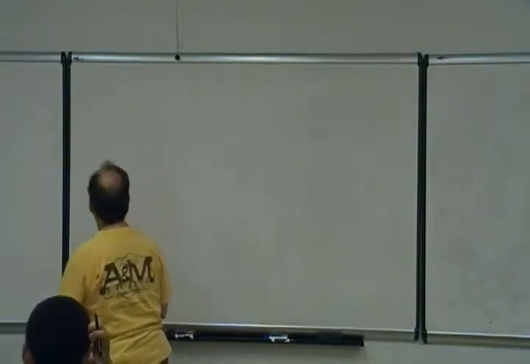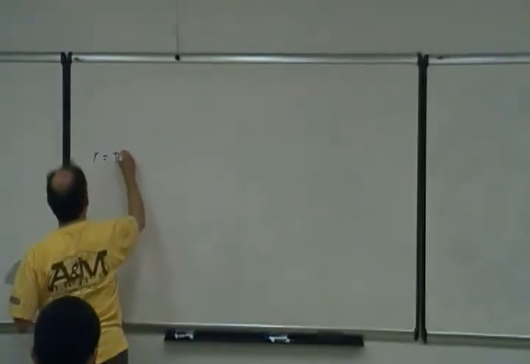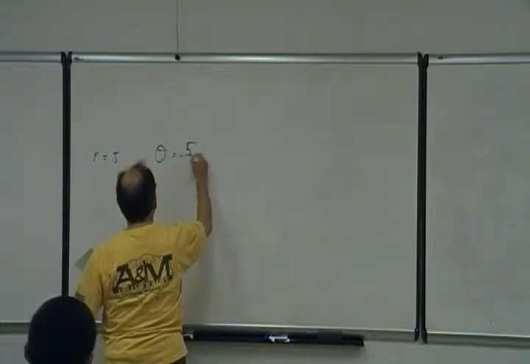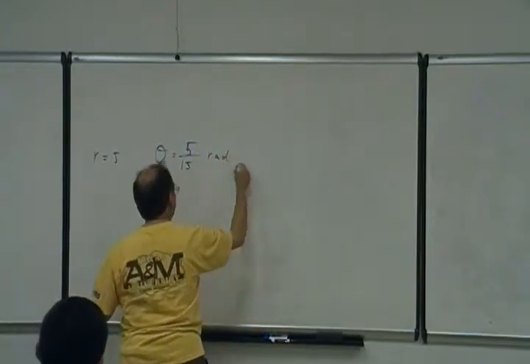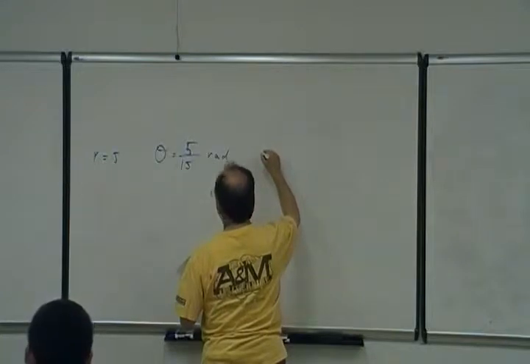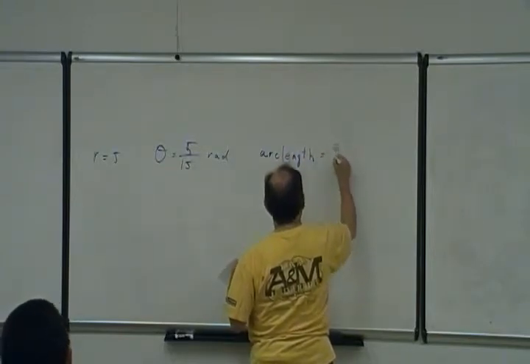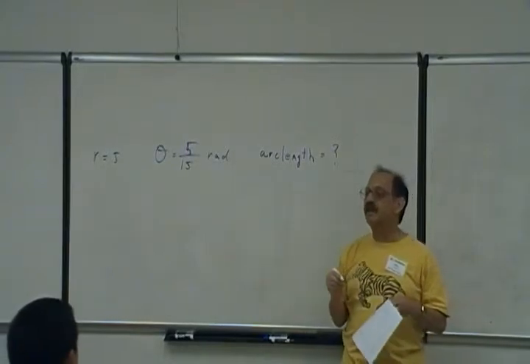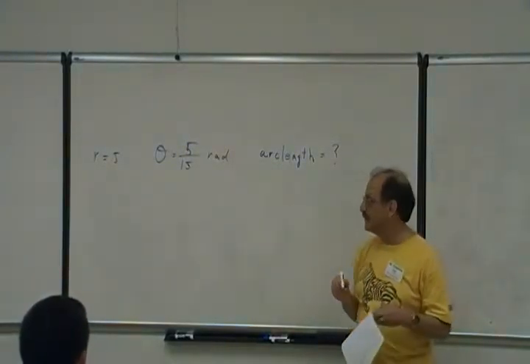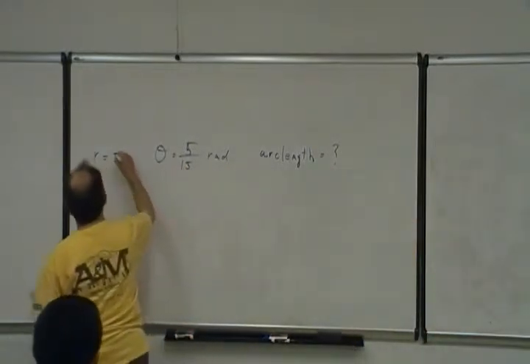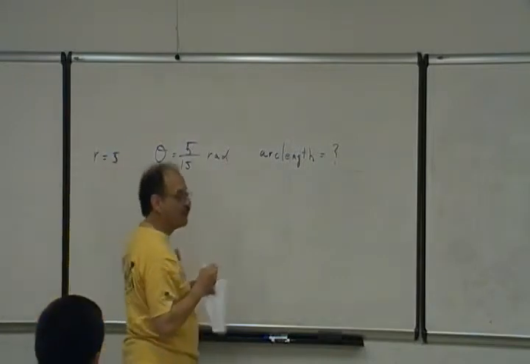If the radius is 5, I'll write it on the board. The radius is 5, and the angle is pi over 15 radians. What is the arc length, or the length of the curve of the arc? Is that a 5? Oh, my sloppy handwriting.